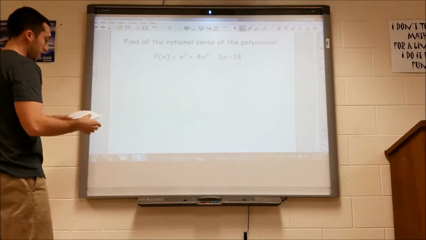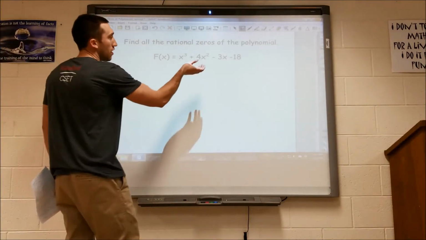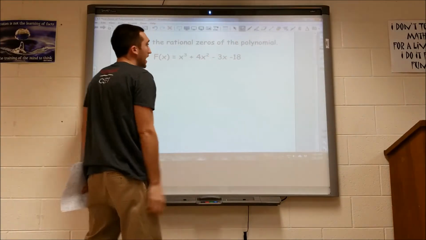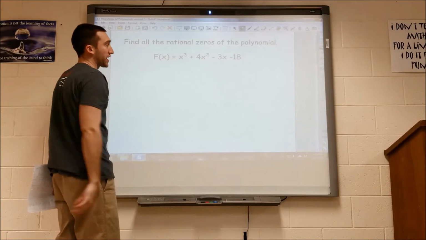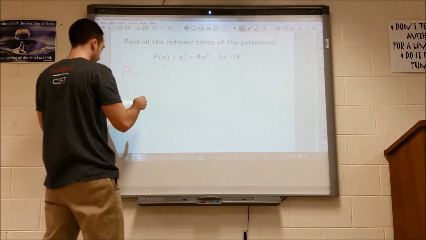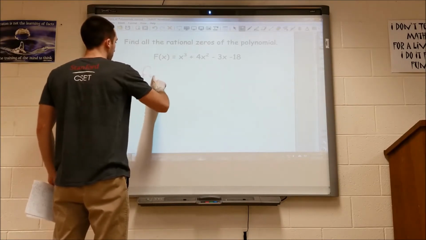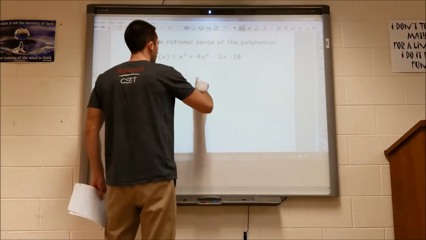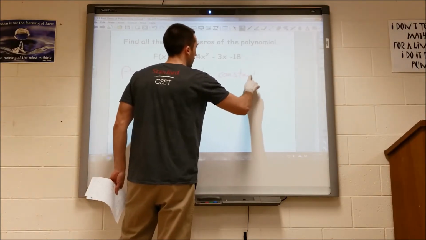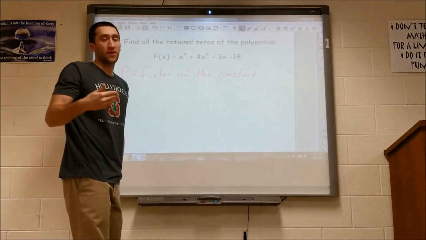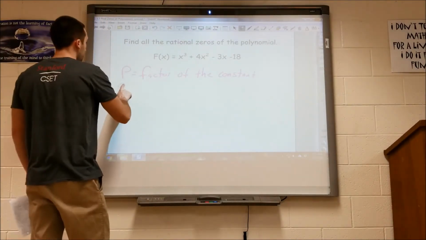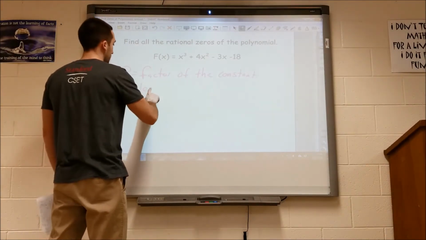So in order to do that, we need to find all of the factors of our term p, or our constant, and we're going to divide those by all the possible factors of our leading coefficient, and we call that q. So p is the factors of the constant, and the constant is always just the number that doesn't have a variable next to it, right? It won't change, it's not variable. And then q, leading coefficient.